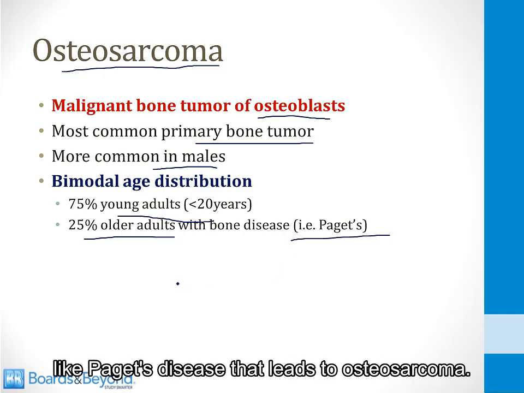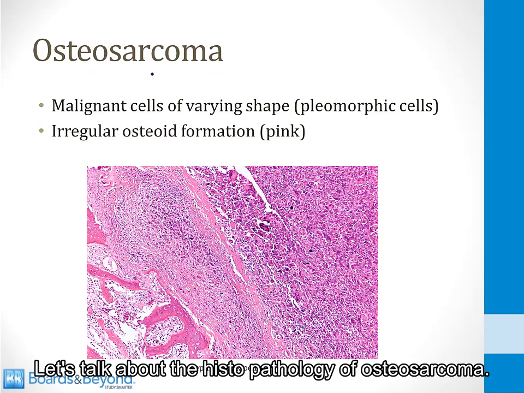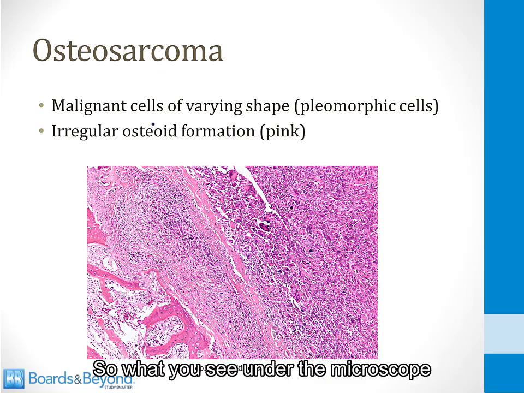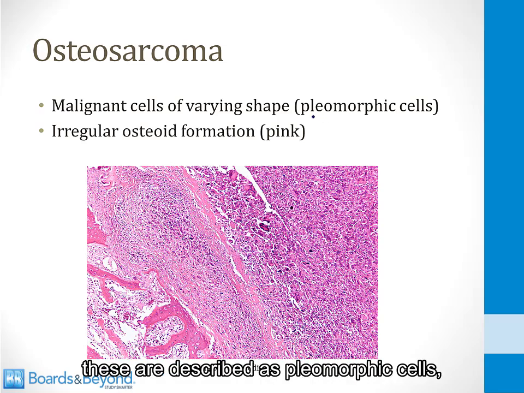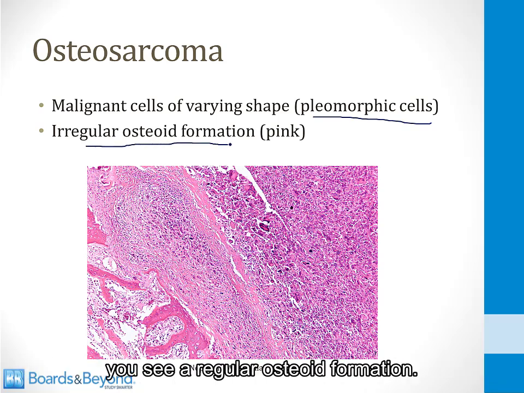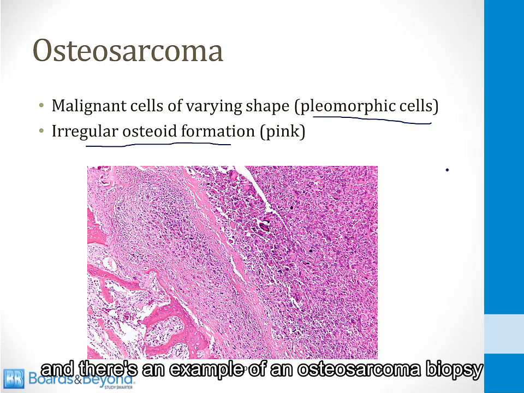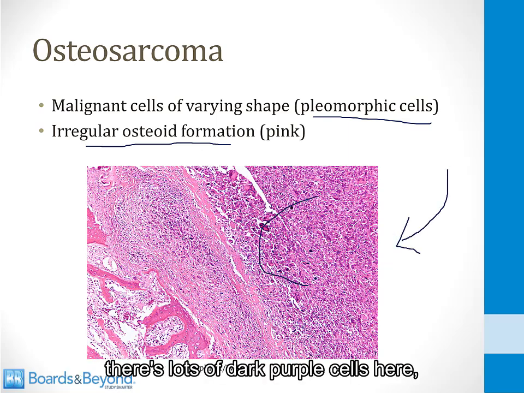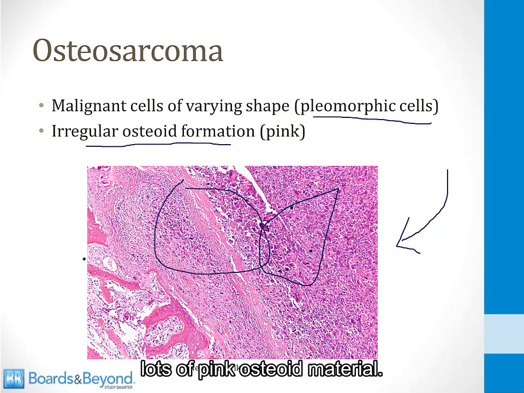Let's talk about the histopathology of osteosarcoma. Remember, this is a malignant tumor of osteoblasts. So what you see under the microscope are malignant cells of varying shape. These are described as pleomorphic cells. And because they're osteoblasts, they are making osteoids. So you see irregular osteoid formation. Osteoid is proteinaceous material, so it will look pink under the microscope. And there's an example of an osteosarcoma biopsy shown in the slide here. There's lots of dark purple cells here, lots of pink osteoid material. This is what osteosarcoma looks like.